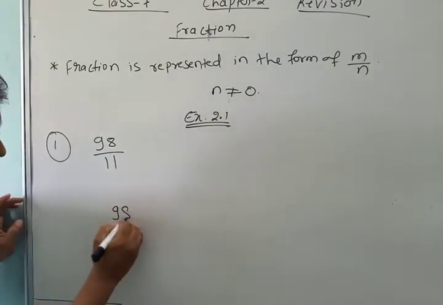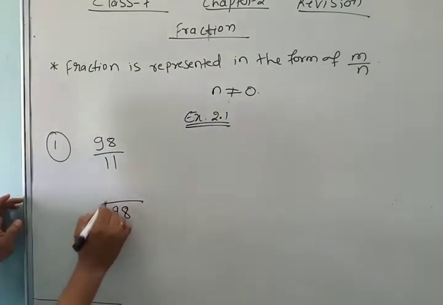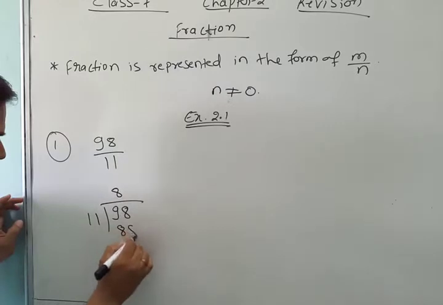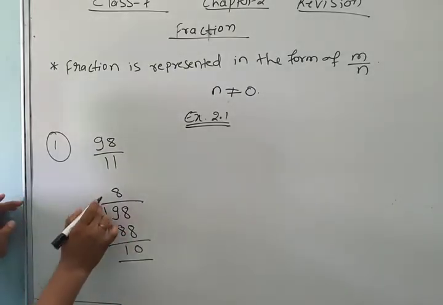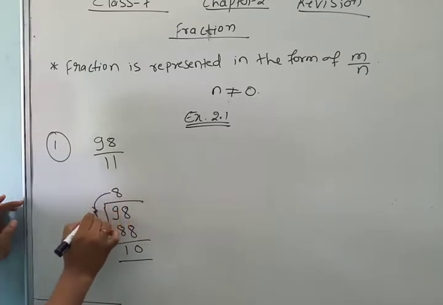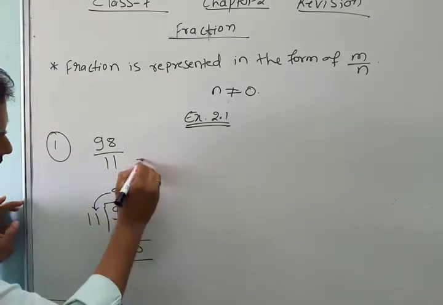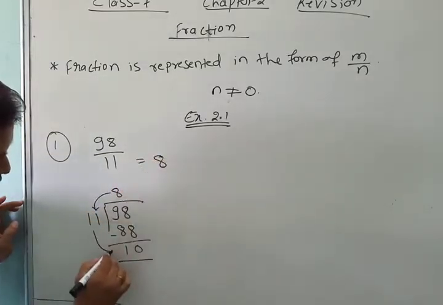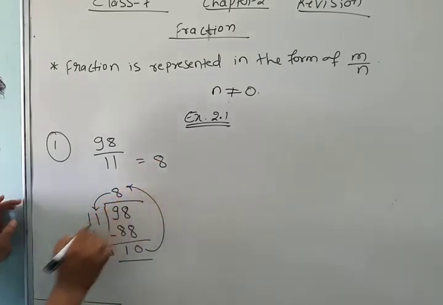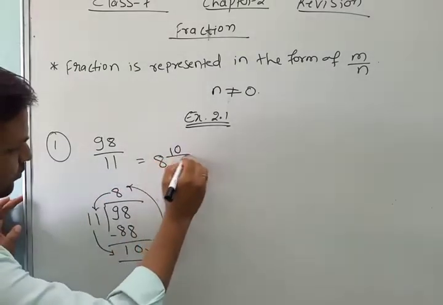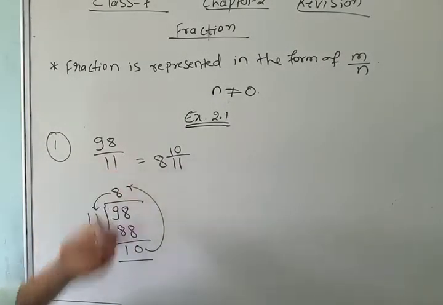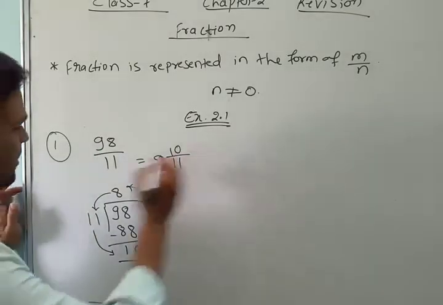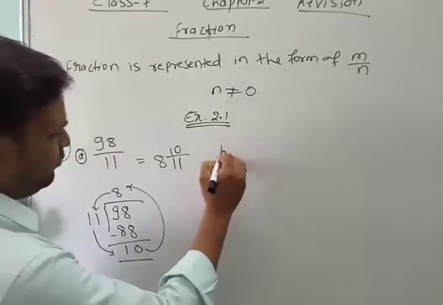Divide 98 by 11. 11 8s are 88, minus, remainder 10. So the representation of the mixed fraction is: 8 is written here, that is 8. 11 goes to the denominator and 10 goes on top, that is 10 upon 11. So 8 10 upon 11 is the mixed fraction representation of 98 upon 11. It is A. Come on, B question.